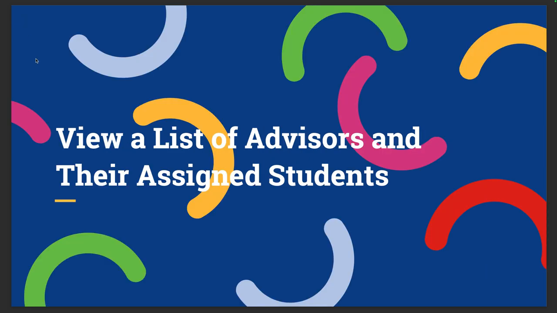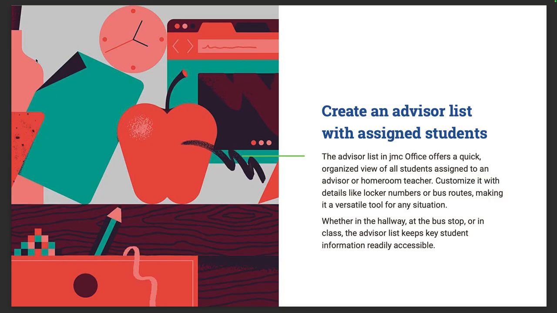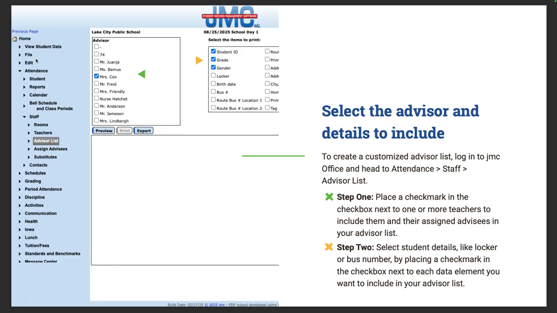So the next report we have is to view a list of advisors and their assigned students. The advisor list in JMC Office offers a quick, organized view of all students assigned to an advisor or homeroom teacher. Customize it with details like locker numbers or bus routes, making it a versatile tool for any situation. Whether in the hallway, at the bus stop, or in the class, the advisor list keeps key student information readily accessible. So to create that advisor list, you head to Attendance, Staff, Advisor List.